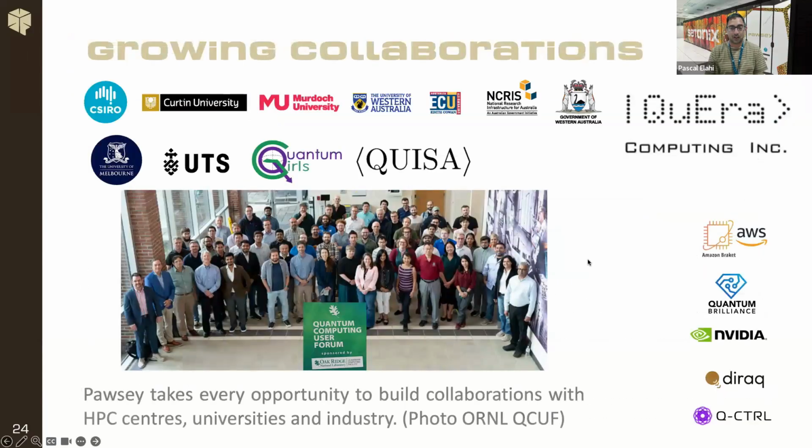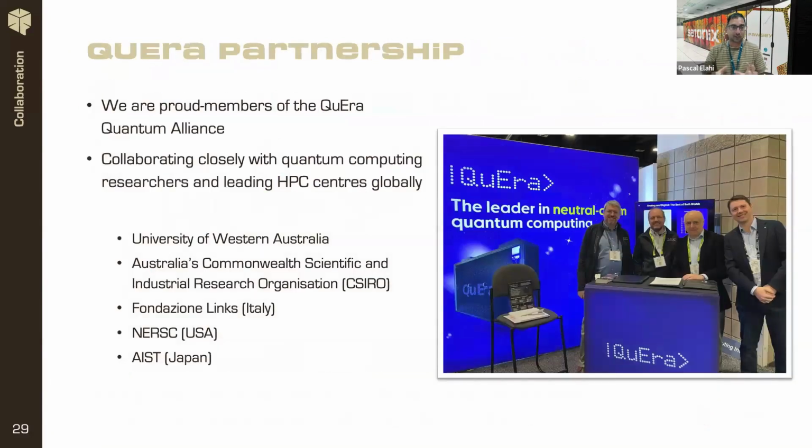So collaborations, we are growing many collaborations. We've got, as I mentioned, QuEra, and we work with AWS, and QuEra has also worked with AWS and NVIDIA. So we work with a wide variety of quantum computing vendors or industry players, as well as research institutes, and also even national labs like Oak Ridge National Labs. And we're hoping to build that collaboration with India also and so on. So now to focus on the QuEra partnership.